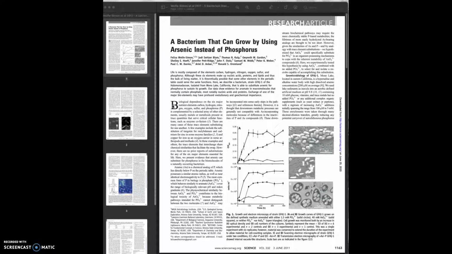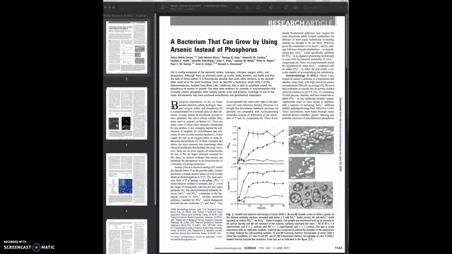And we can see what that central provocative point is by going back to the title: a bacterium that can grow by using arsenic instead of phosphorus. When we look at that very first sentence, we don't see arsenic, only phosphorus. So right away, we're setting up the context in which this article is going to challenge understood scientific information.